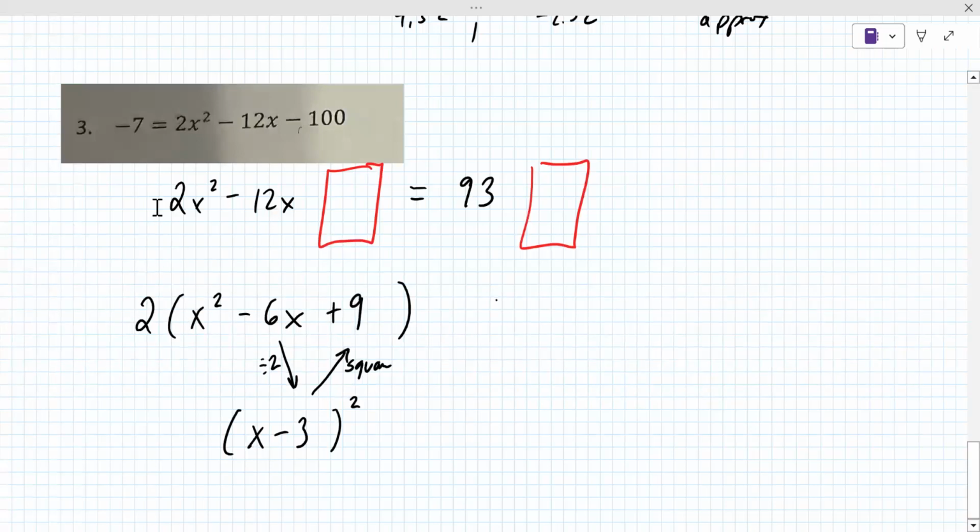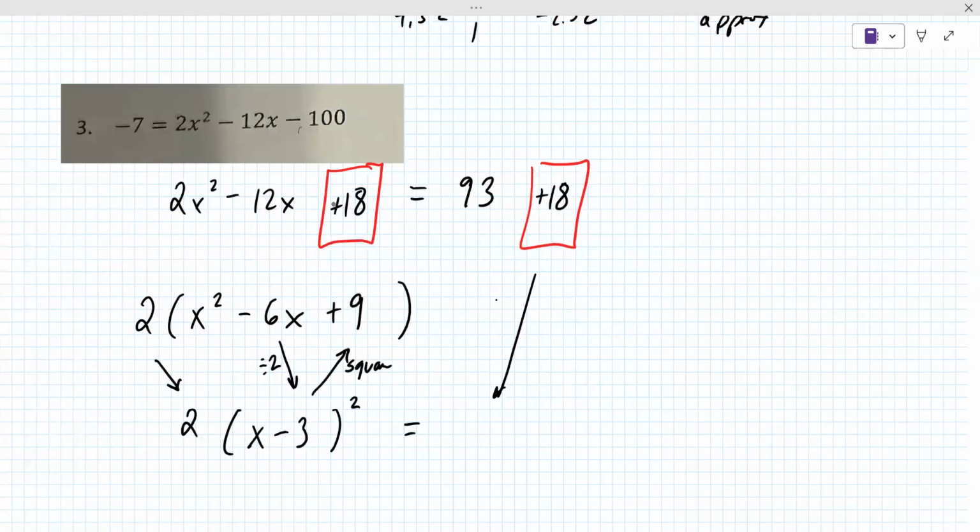Now everything in this top row is the same as this bottom row when you distribute the 2 in. 2 times x squared is 2x squared. 2 times minus 6x is minus 12x. 2 times 9 is plus 18. That's what goes here. So you start bringing stuff down like that. Questions on that? Thoughts?